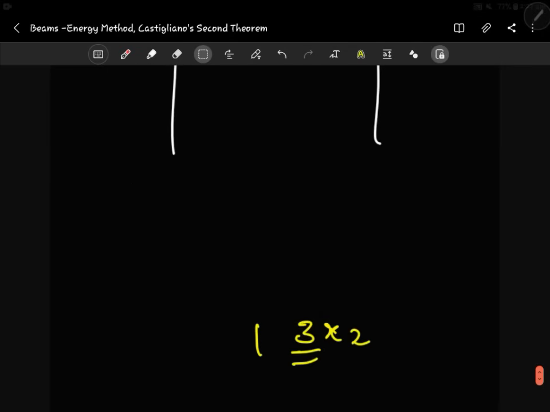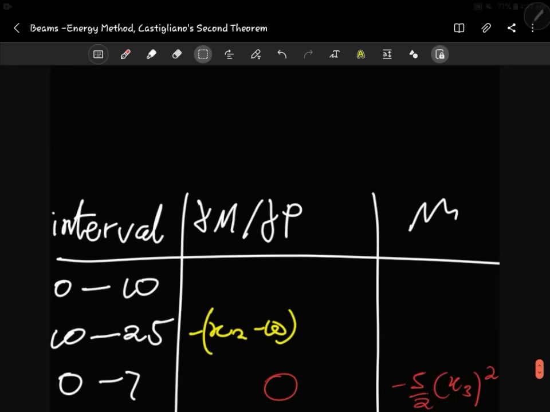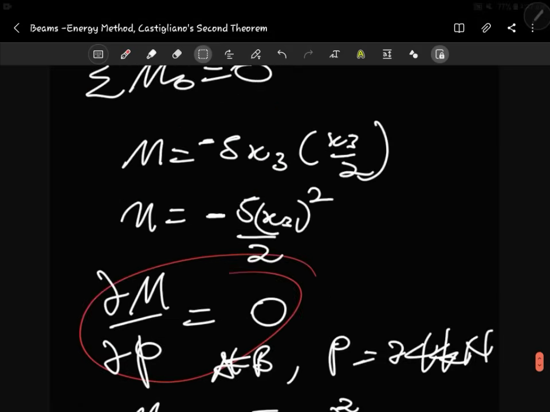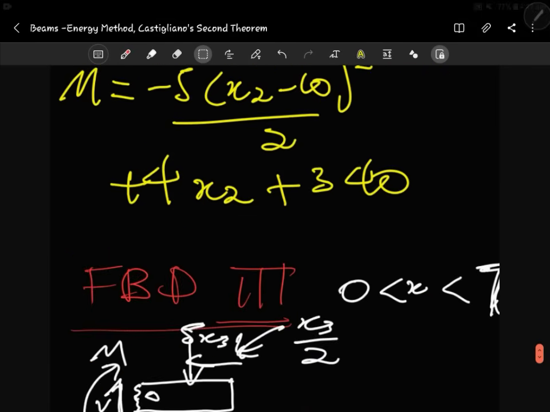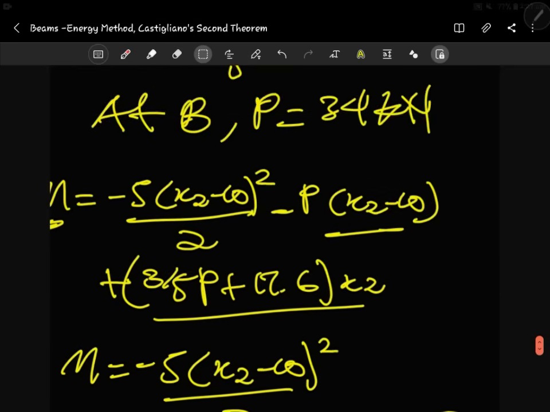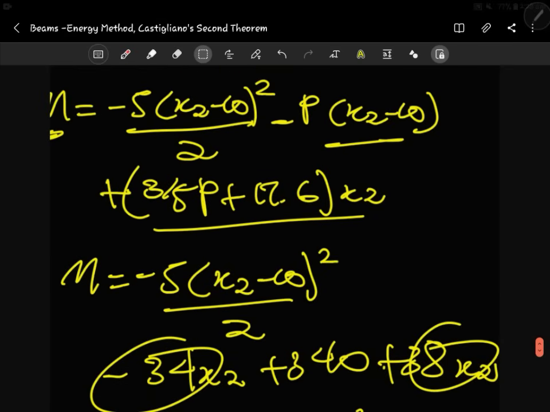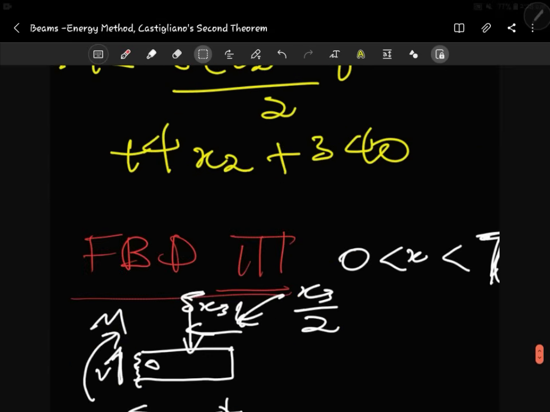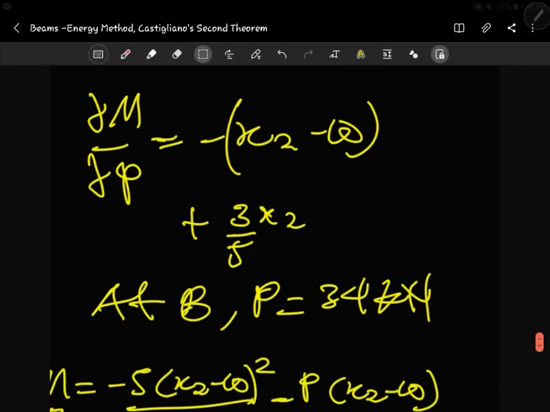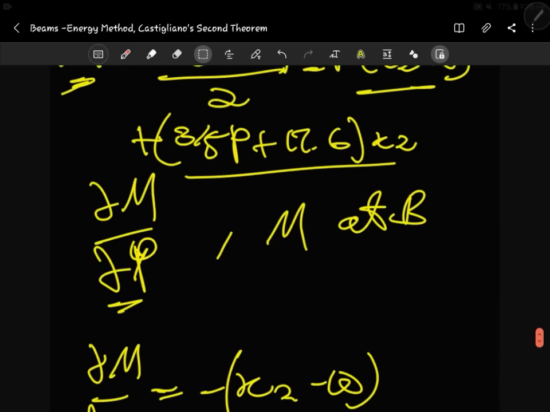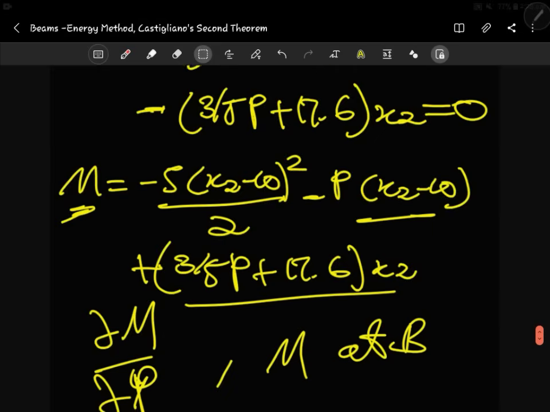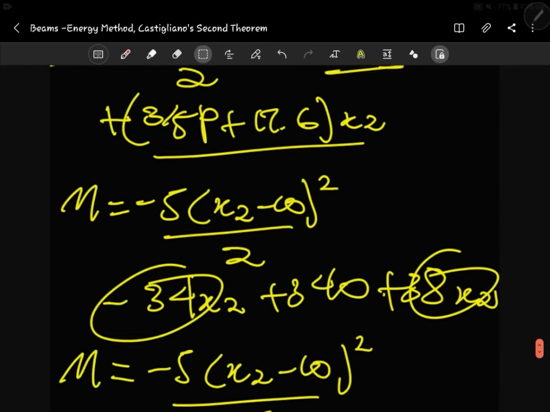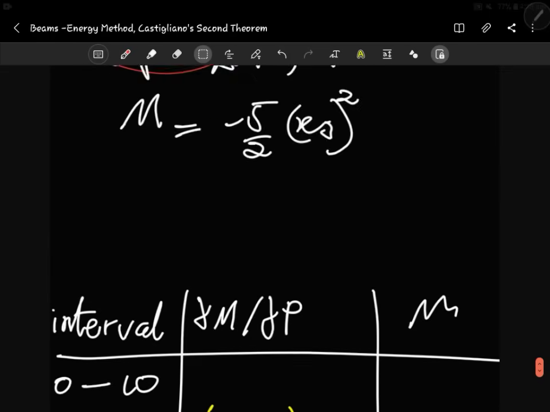And then we have a change: minus x2 minus 10, right? Minus x2 minus 10. This is getting messy. Let me just bring them down.